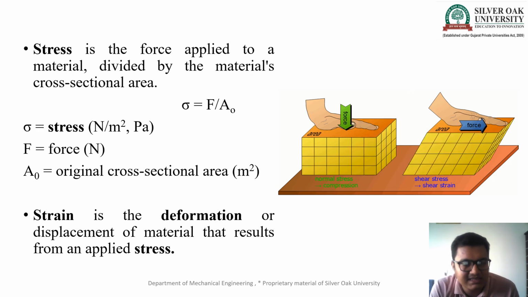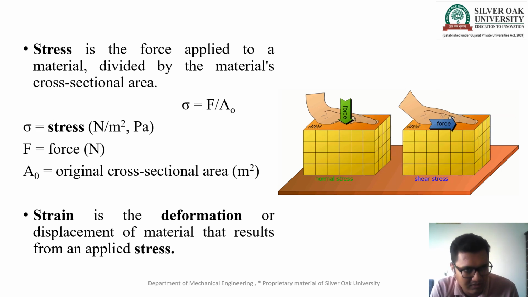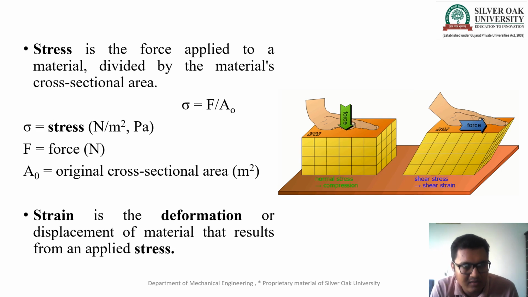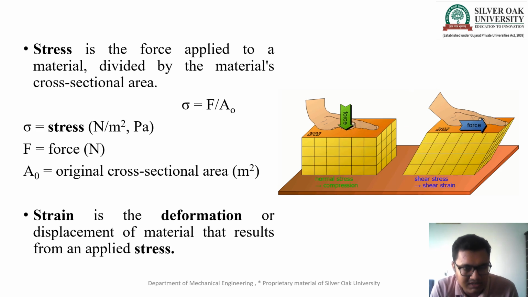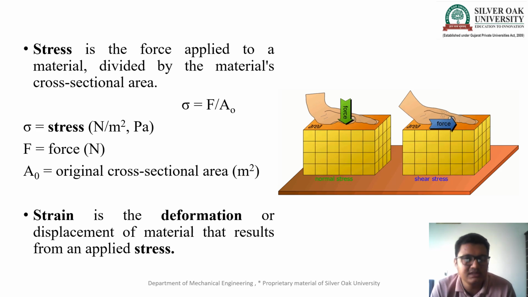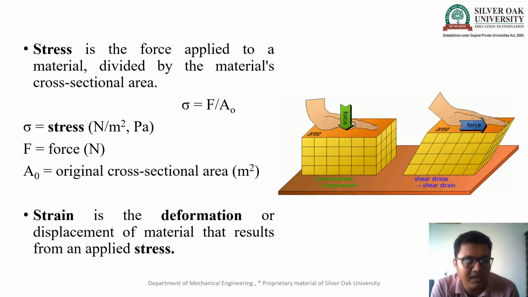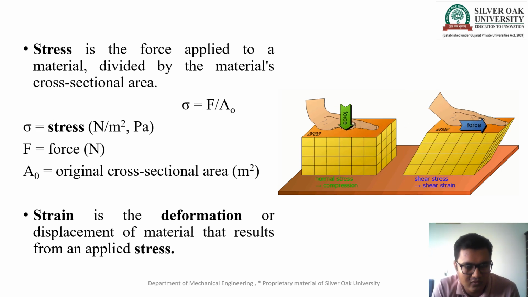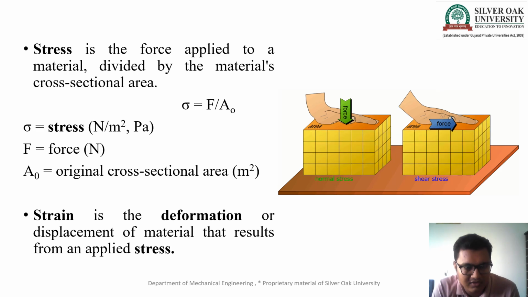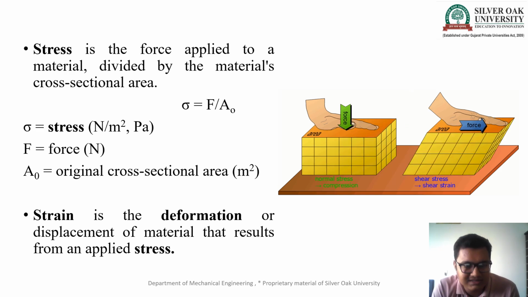Stress is the force acting on a material divided by the material's cross-sectional area. So sigma is equal to F by A0, where sigma is stress, F is force, and A0 stands for the original cross-sectional area.